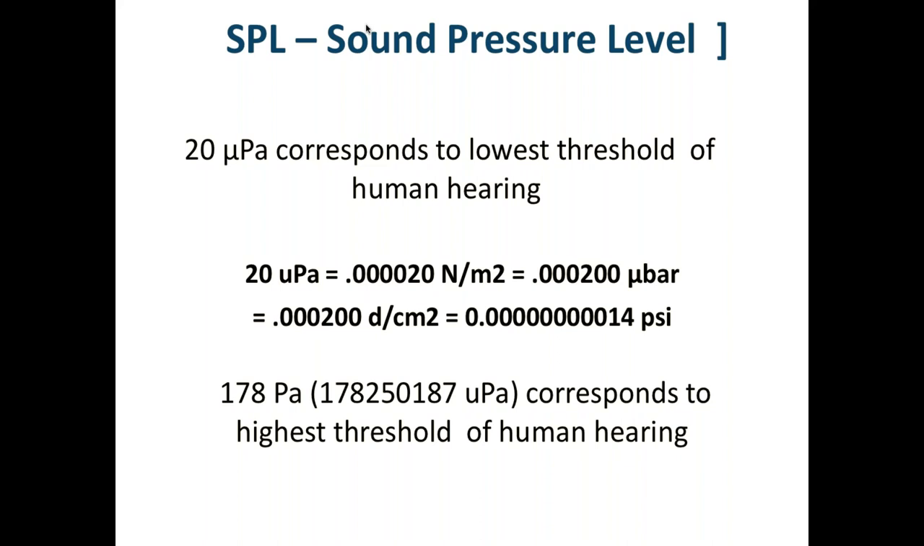Okay, what is that in pascals? That's 178 pascals, or, let me get my decimal place, 178 million micropascals. So we're going from 20 micropascals to 178 million micropascals. Well, that's kind of inconvenient to deal with, right? It's an enormous scale. So we need a way to compress that into numbers that we can deal with easily on a day-to-day basis. When we're doing field measurements, when we're trying to evaluate workplace environments and so on and so forth, that's why we have invented this scale that we use instead for sound pressure levels, for power, and so on and so forth, called decibels.